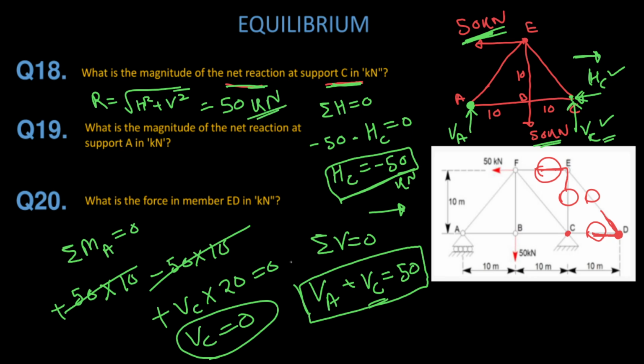In the second question, what is the magnitude of the net reaction at the support A? At the support A, the net reaction is the vertical reaction because there is no horizontal reaction. So you need to calculate VA. How will you calculate VA? By applying net moment about this point is equal to 0, so the moment due to the two unknowns will be 0. You just write the equation net moment about the point C is equal to 0, and you will get VA very easily.